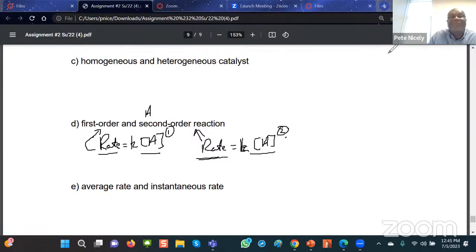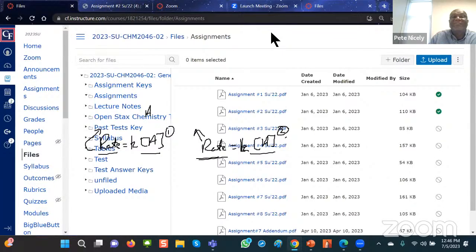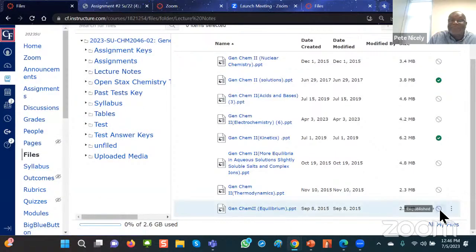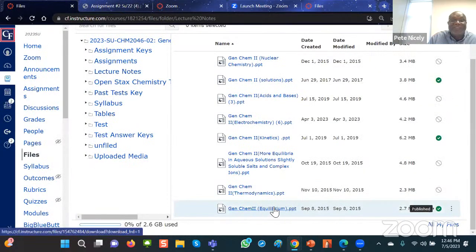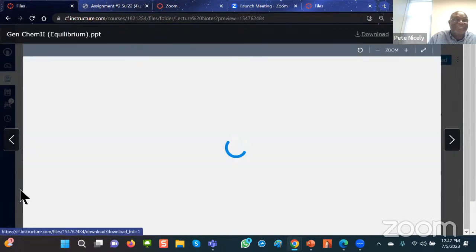Okay, since we're finished now with the kinetics chapter, the next chapter that we're going to move on to is the chapter dealing with equilibrium. So let me go to Canvas. Let me remove this here first. I'm kind of surprised because that has never happened before, so I don't know what's going on with that. Any other questions before we move on to the next chapter?